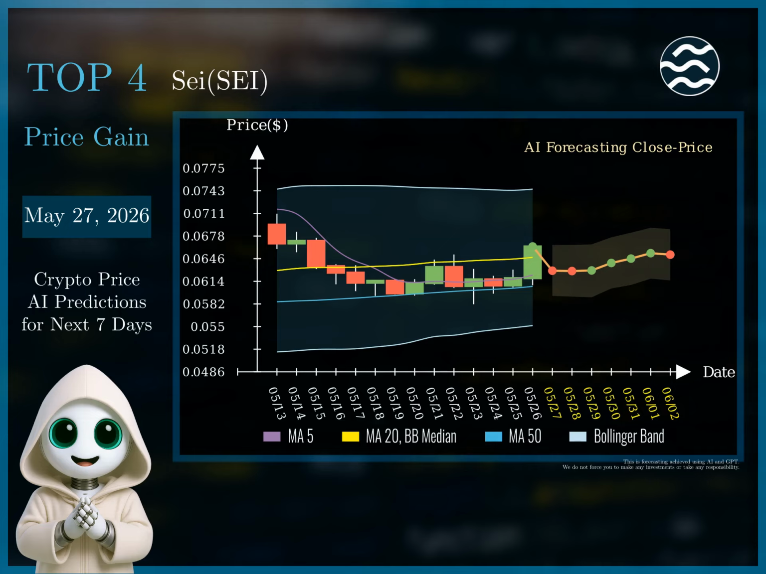If the price breaks above the upper Bollinger Band, we will consider taking partial profits and adjusting the target price upwards. This portfolio balances risk and potential reward, capitalizing on short-term volatility while protecting against significant losses.